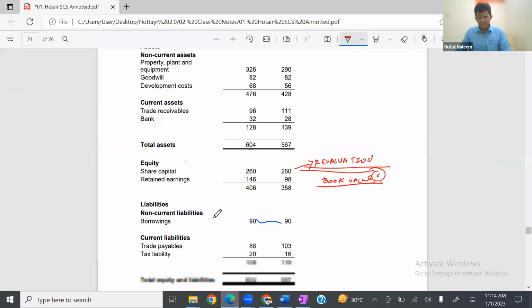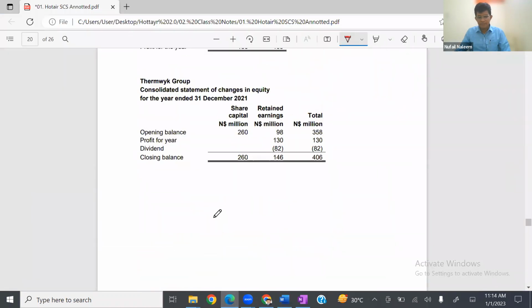Now, students, you observe the dividend. We have paid a dividend, correct? Yes or no? Yes, sir. Now, you observe here, students, our profit for the year is 130 and our dividend payout is 82.